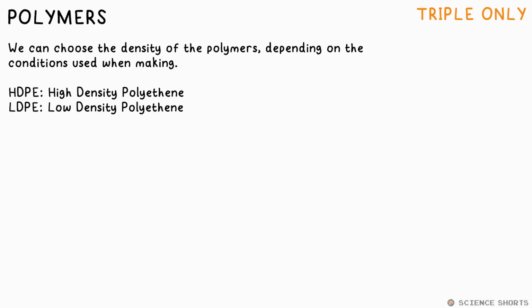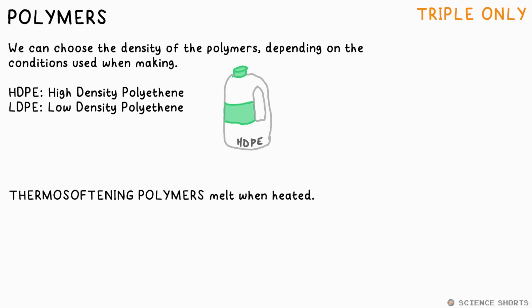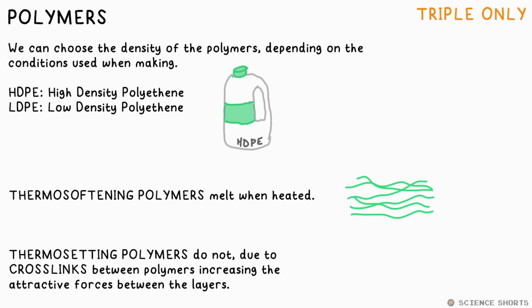Polymers can be high density or low density. For example, you might see HDPE or LDPE on plastic bottles. They stand for high and low density polyethylene. Thermosoftening polymers melt when heated, whereas thermosetting polymers don't melt, no matter how hot they get. The difference is that with a thermosetting polymer, there are cross-links between the polymer chains that are formed when it's made. This increases the forces between them, holding them together strongly.